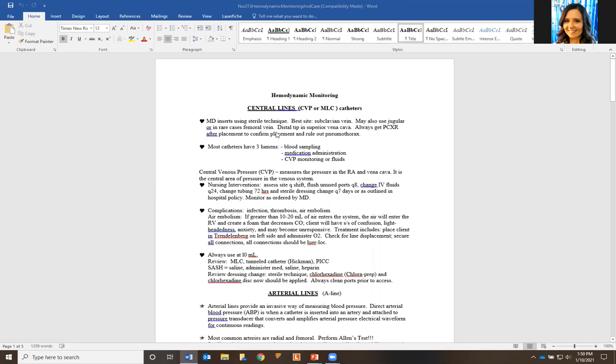We really don't like that because of the risk for infection, but that's the last or only place you can get. Kind of have to go there to obtain access. With central lines, your distal tip is in your superior vena cava. Then after placement, we always need to get a chest x-ray to confirm placement and rule out pneumothorax. So CVPs, remember we're measuring pressure in the right atrium. We can continuously measure it with a central line.